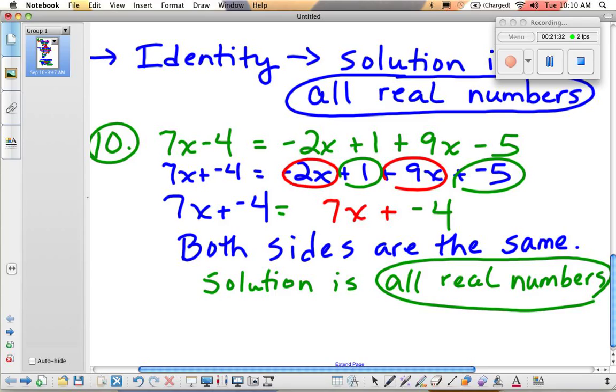Okay, now let's come over here and do it. Negative 2 times 2 is? Negative 4. Negative 4 plus 1 is? Negative 3. 9 times 2 is? 18. Negative 3 plus 18 is? 15, minus 5, 10.